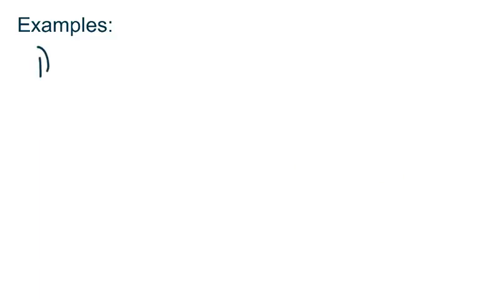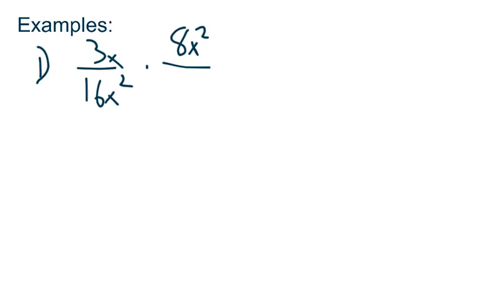Let's do a couple of examples where we're multiplying. Let's say we have 3x over 16x squared times 8x squared over 3. It's all about organization, making sure you know what's been crossed out and what hasn't. I see right off the bat, the 3's can go. I see that these x squareds are going to go, but be careful, this x is still very much here. And the 8 and the 16 can reduce to 1 and 2.